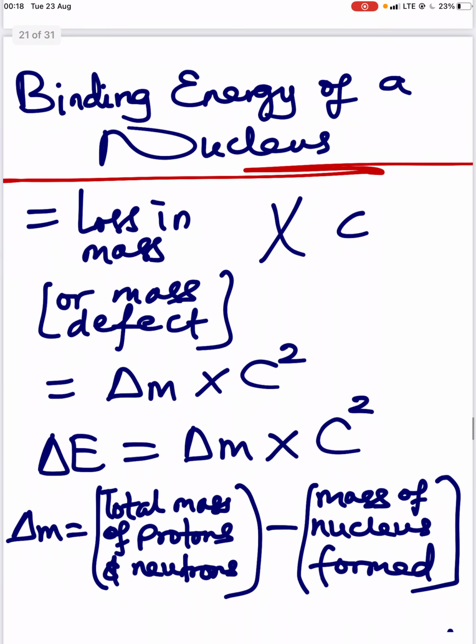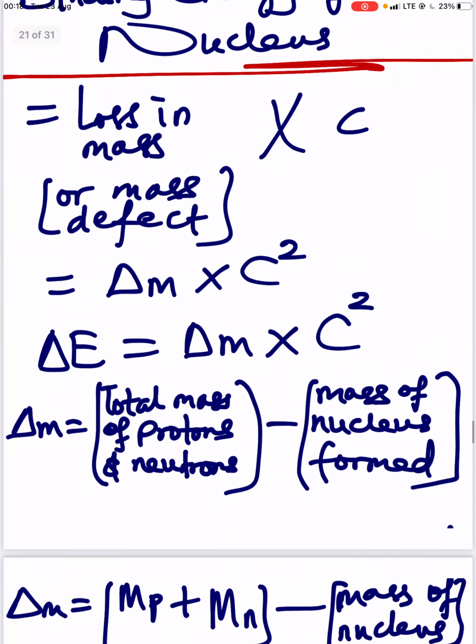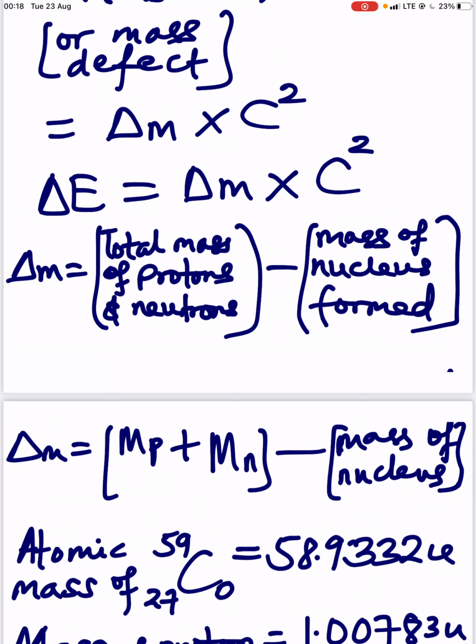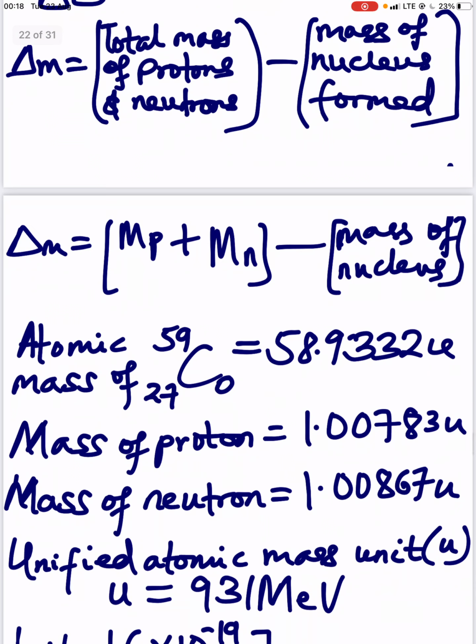Binding energy of a nucleus is calculated by finding the loss in mass and multiplying it by c squared, just like I explained just now. So that means delta E, which is the binding energy, will be the total mass of protons and neutrons that were brought together minus the mass of the nucleus formed, times c squared. So delta M, the change in mass or loss in mass, is the mass of the protons plus the mass of the neutrons that were brought together minus the mass of the nucleus formed.